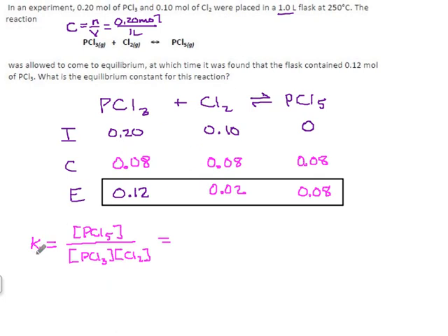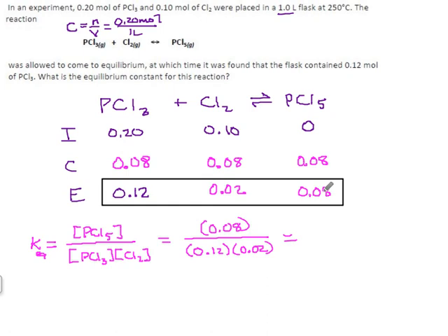Remember, equilibrium constants, KEQ, when we're writing them up in detail, can only be found from equilibrium numbers. If you use these or these, you will be sorry. K only holds for the equilibrium values. So PCl5, 0.08, PCl3, 0.12, chlorine, 0.02, and 0.08 divided by 0.12 divided by 0.02.